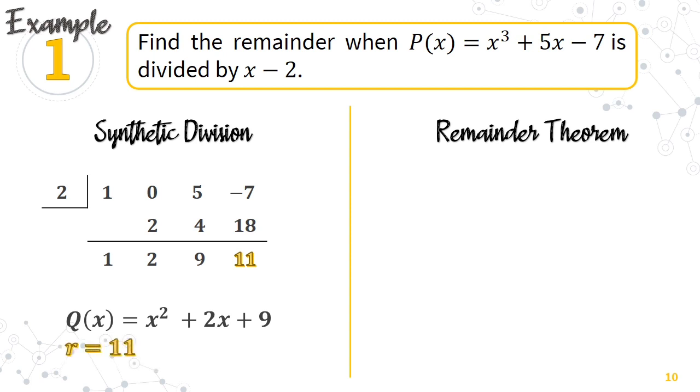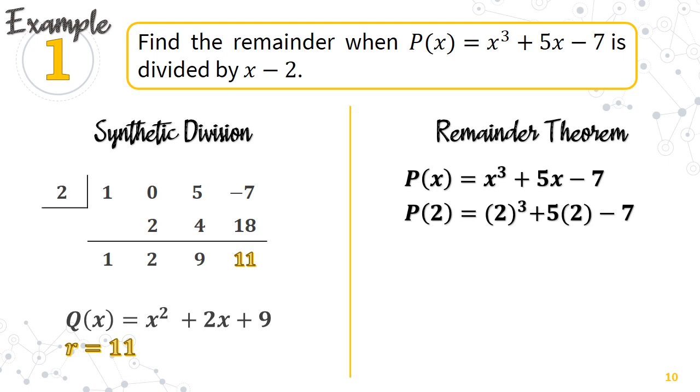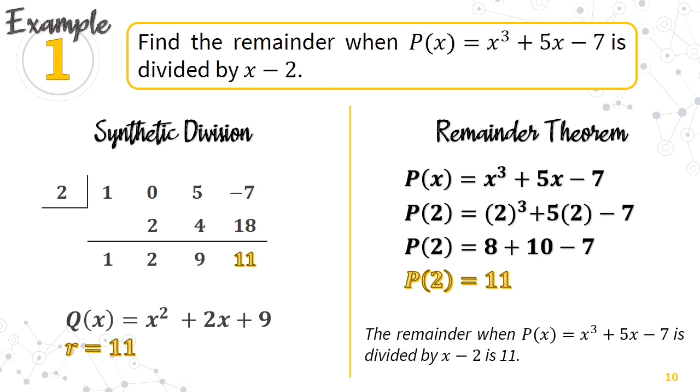The second method, using the remainder theorem, we have p of x is equal to x cubed plus 5x minus 7. Substituting 2 for the value of c, we have p of 2 is equal to 2 cubed plus 5 times 2 minus 7. Further simplifying, we have p of 2 is equal to 8 plus 10 minus 7, which will give us p of 2 equals 11. Therefore, when the polynomial p of x equals x cubed plus 5x minus 7 is divided by x minus 2, the remainder is 11.